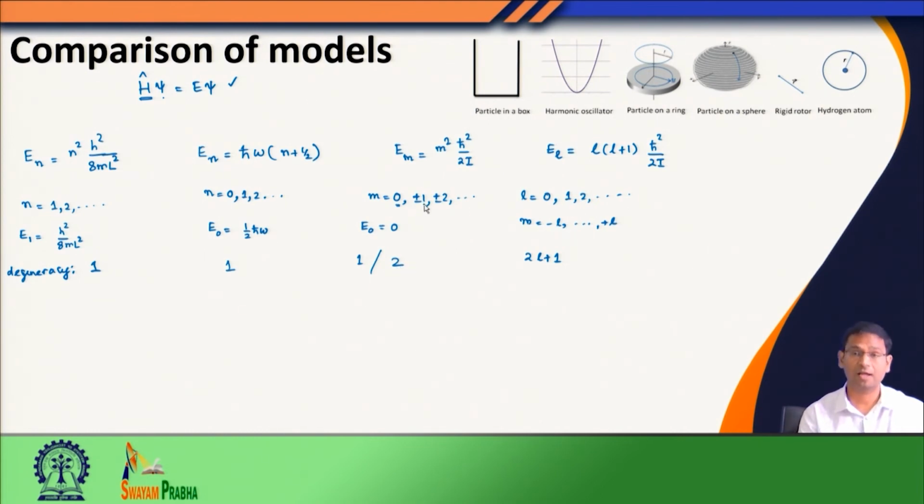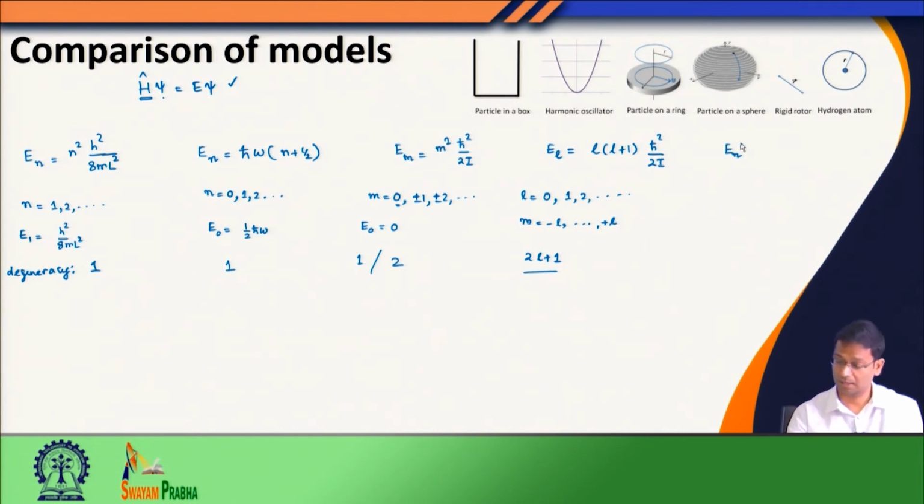So, for each non-zero value of m, we have a plus m and minus m allowed. So, therefore, the degree of degeneracy is 2, and here for particle in a sphere, the degree of degeneracy keeps changing. For example, if L is 0, the system is non-degenerate, when L is 1, the system is threefold degenerate and so on and so forth. So, while the first two cases were non-degenerate, in particle in a ring only the lowest energy level is non-degenerate, others are two-fold degenerate. For particle in a sphere and similarly rigid rotor, their degree of degeneracy keeps increasing as we increase the L value. So, rigid rotor solution closely follows the solution of particle in a sphere, so we need not discuss them that separately.